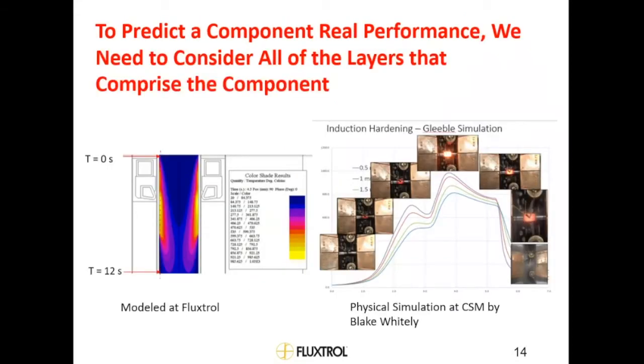So to predict a component's real performance, we need to consider all the layers that comprise a component. Everything is not heated to equilibrium. In fact, induction, while it's a volumetric heating, has a bias, as we showed with that reference depth slide, to power near the surface. But the component is made up of more than just the surface, and all these layers that each undergo a different thermal cycle result in different properties in different layers, and the performance or strength of the component is due to the sum of all those layers.